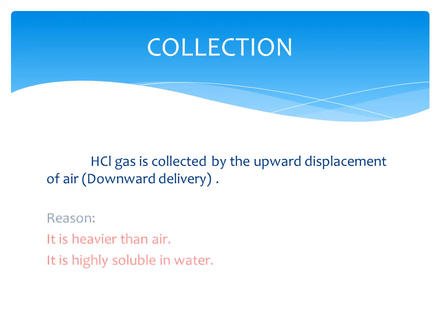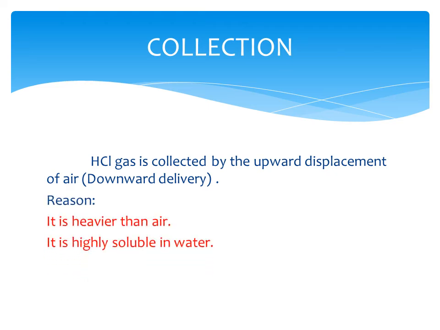Now, what are the reasons? It is heavier than air. We collect HCl gas by the upward displacement of air because HCl is heavier than air. Secondly, it cannot be collected over water because it is highly soluble in water. HCl is heavier than air. It is highly soluble in water. These are the two reasons why we collect HCl gas by the upward displacement of air or downward delivery.